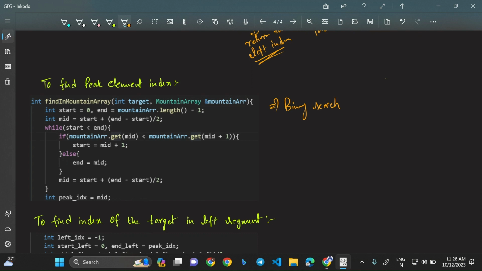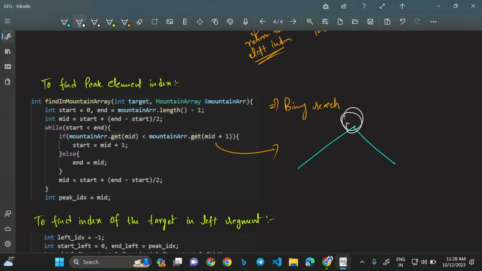So how do we find it? Start equal to 0, end equal to mountain array dot length minus 1, and mid equal to start plus (end minus start) by 2. While start is less than end, if we find that mountain array dot get of mid is less than get of mid plus 1. So what is this property? What is the peak actually? The peak looks like this. The peak is this point.